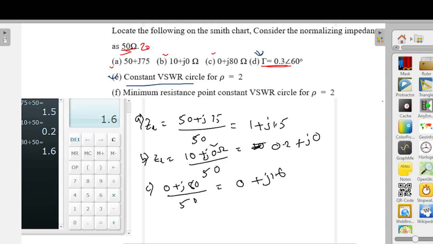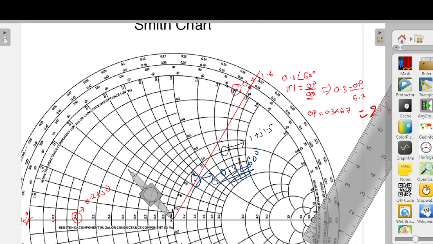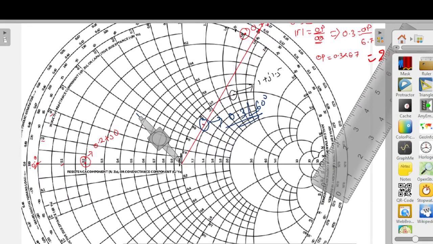Next it is asking for the constant VSWR circle, where VSWR rho is given as 2. So how do we do that? Just take this rounder and place it on the value 2. Here I cannot make it exactly 2, so just place it here and draw a circle. That is the constant VSWR circle. In some cases VSWR is written as S, and in some questions written as rho. So this is the constant VSWR circle.